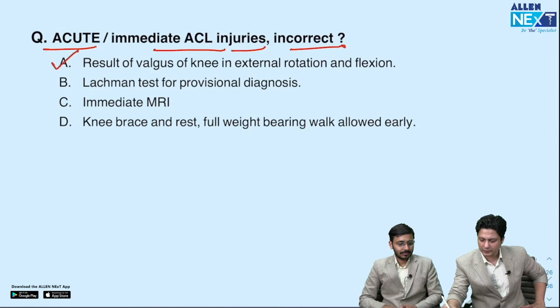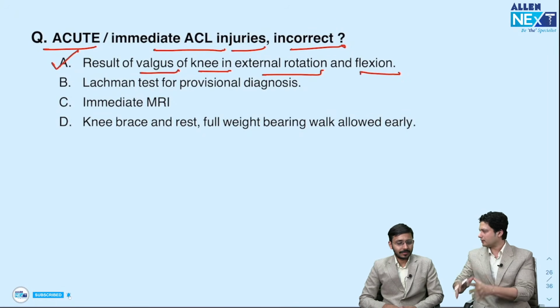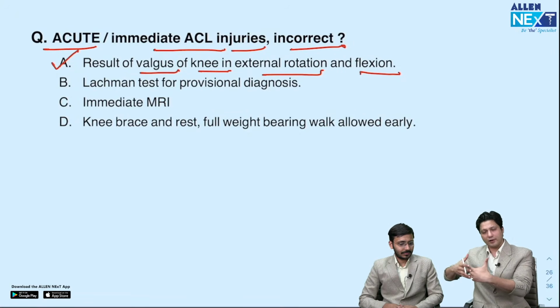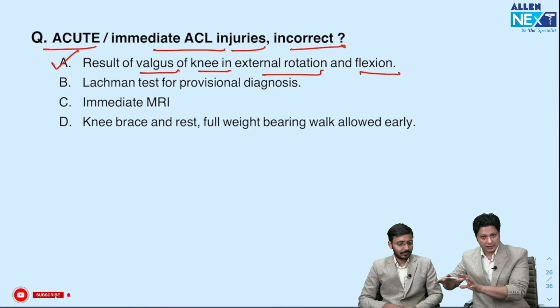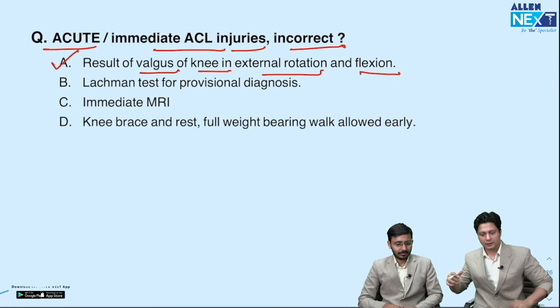Point number 1: it is a result of a valgus of the knee in external rotation and flexion. This is the mechanism for the anterior cruciate ligament injury, where the anterior cruciate ligament is forced to an extent when the knee is in valgus with external rotation and flexion, all right, externally rotated.